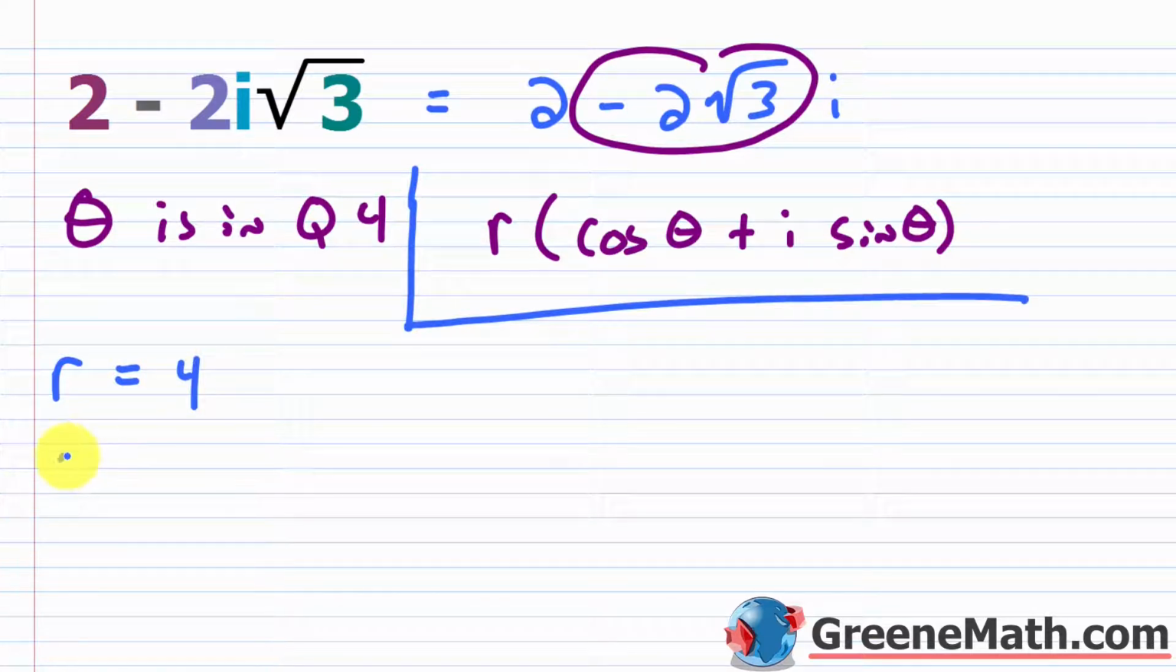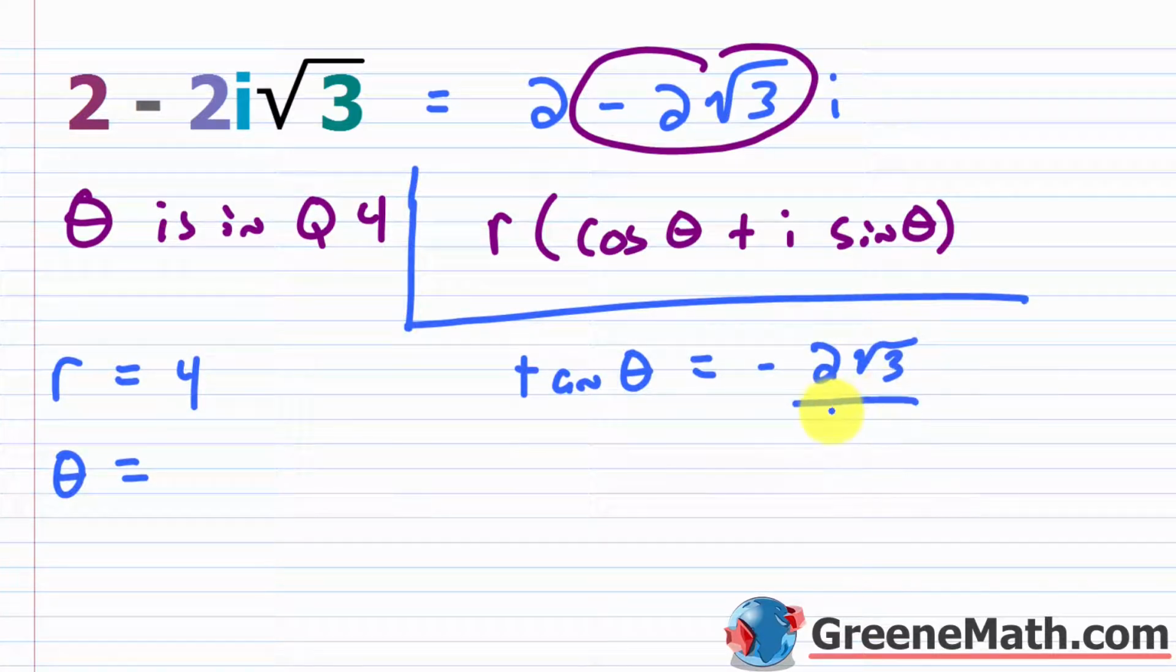Okay, so now I need to find theta. So what is that going to be? Again, you use the fact that the tangent of theta is y, or the imaginary part, over x, or the real part. So the imaginary part, you have your negative 2 times square root of 3 over your real part, which is 2. So you can go ahead and cancel this with this, and this is the negative of the square root of 3.